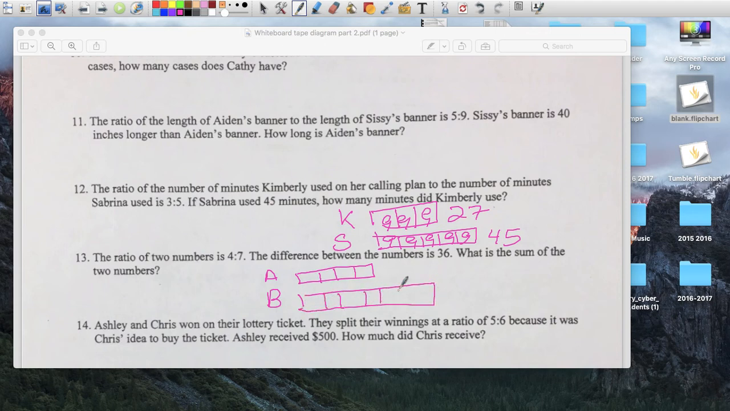1, 2, 3, 4, 5, 6, 7. I know that the difference between these two numbers is 36. What is the sum of both numbers? Well, I know the ratio is 4 to 7. So this would be 1, 1, 1, 1, and 1, 1, 1, 1, 1, 1, 1. I'm not going to draw it again.